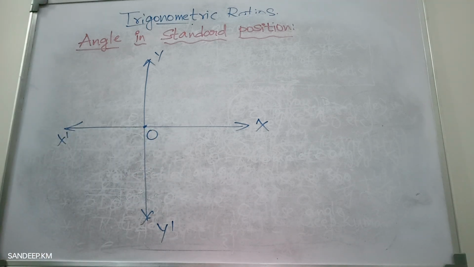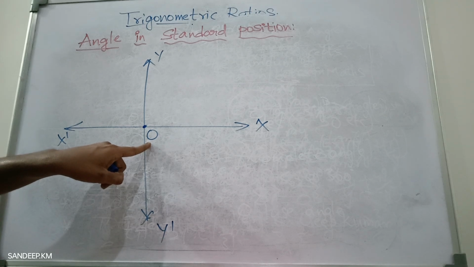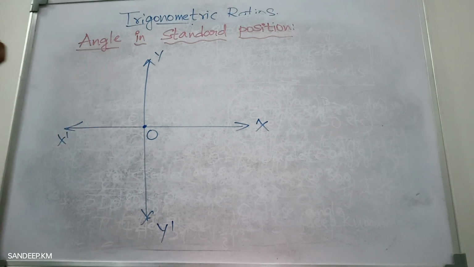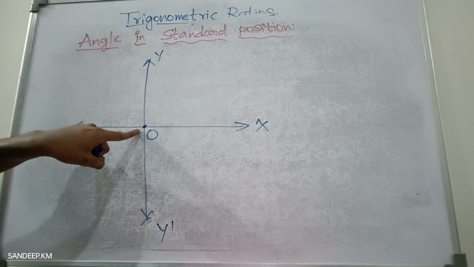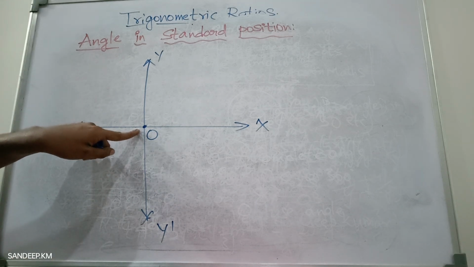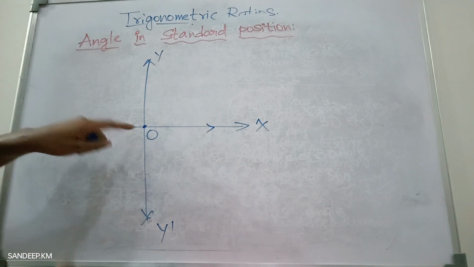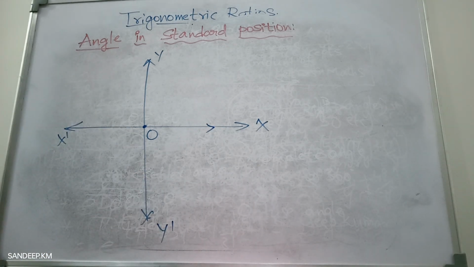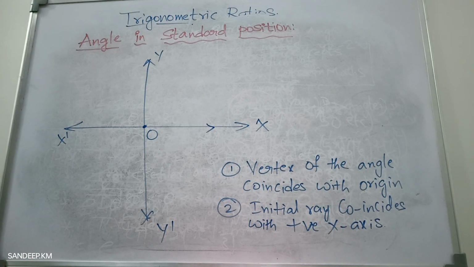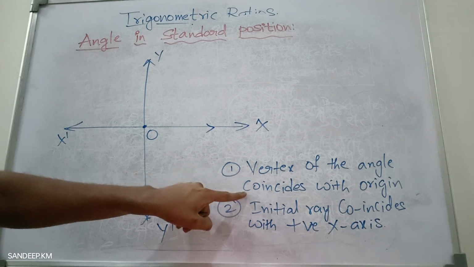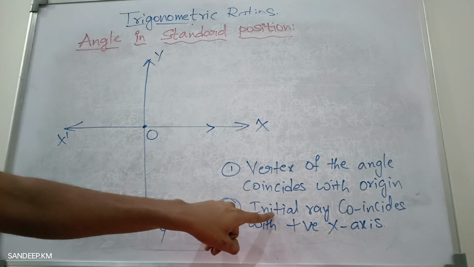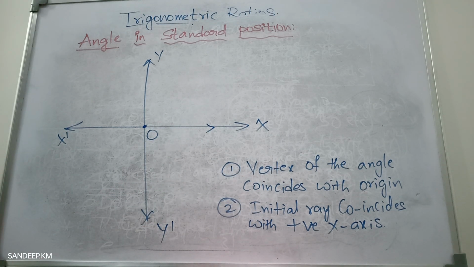Now, first of all, if the vertex of the angle coincides with origin, here O means origin, don't get confused. Next, if the initial ray coincides with the positive direction of x-axis, you got it? So what are the two conditions? The first condition is that the vertex of the angle coincides with origin, and next, the initial ray coincides with the positive direction of x-axis.